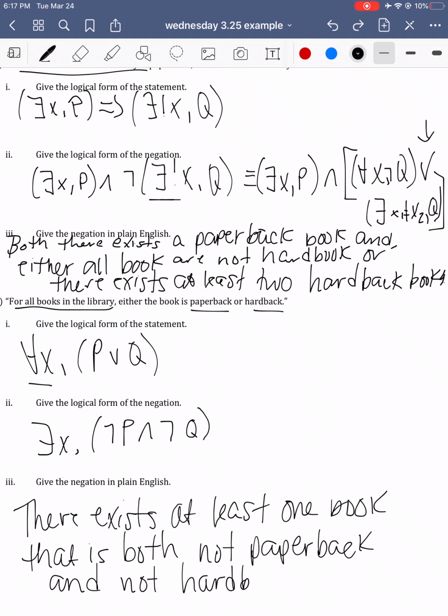And so that should be kind of intuitive for you here, because the original statement we have is for all books in the library, either the book is paperback or the book is hardback. That should be every single book in the library, right? You can only be paperback or hardback. But then here we're saying at least one book is both not paperback and not hardback. Well, that doesn't exist. So that is clearly the negation here, because the original statement is true for all books, and then the negated statement is false for all books. So we can be sure logically that we have definitely done the negation for this.